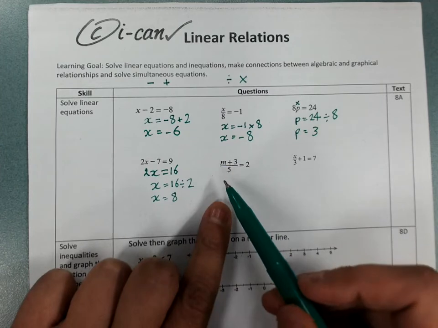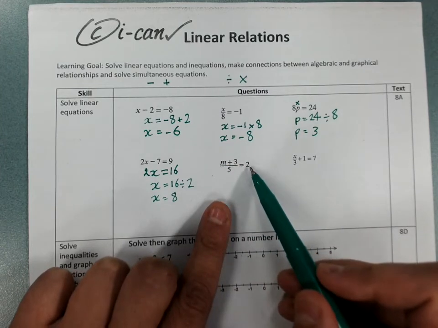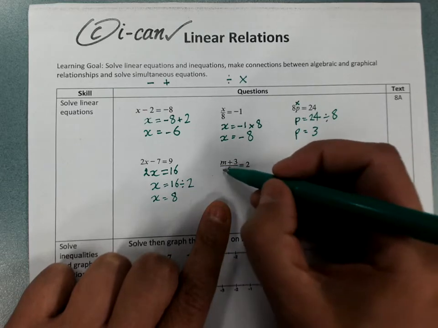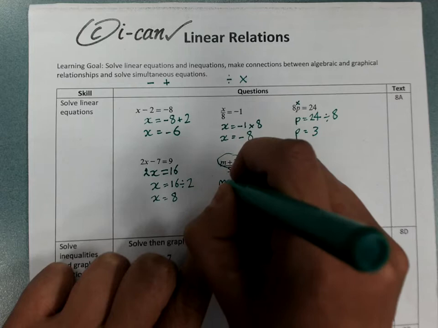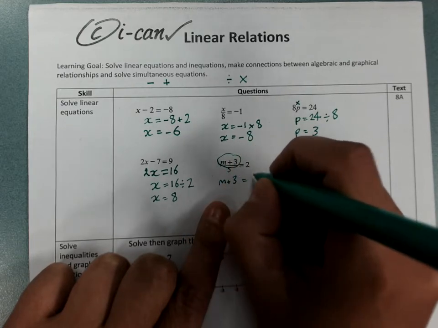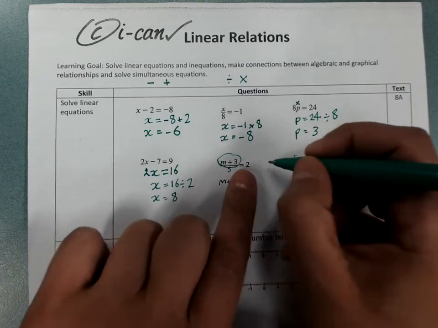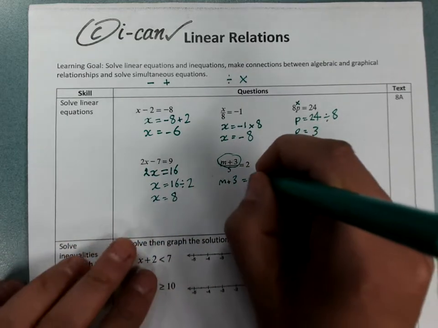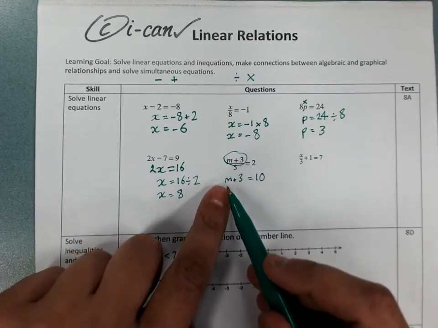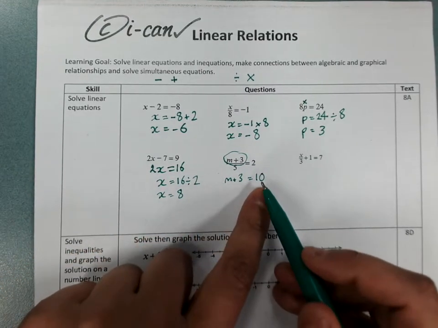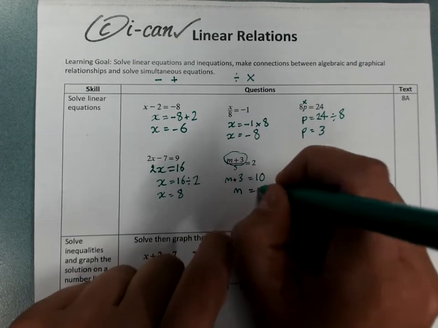This one, I thought of a number, I added 3, I divided by 5 and I got 2. So the first thing I'll do is reverse dividing by 5, which means I've still got m plus 3 here. Dividing by 5, we reverse it by multiplying by 5. 2 times 5 is 10. Now I've got a nice easy one-step equation. I thought of a number, I added 3 and I got 10. To get back to my number from 10, I subtract 3.